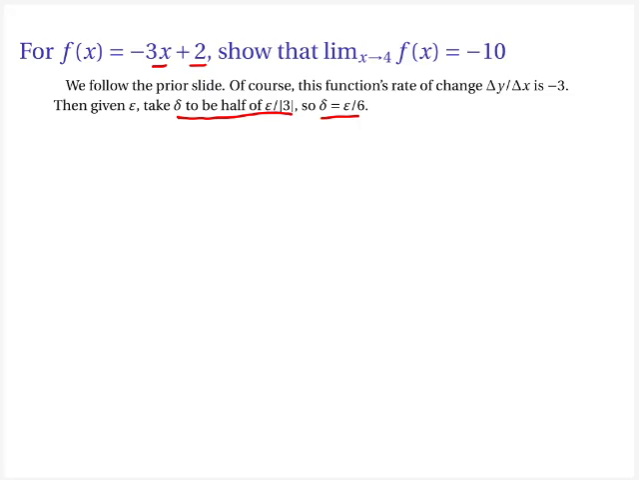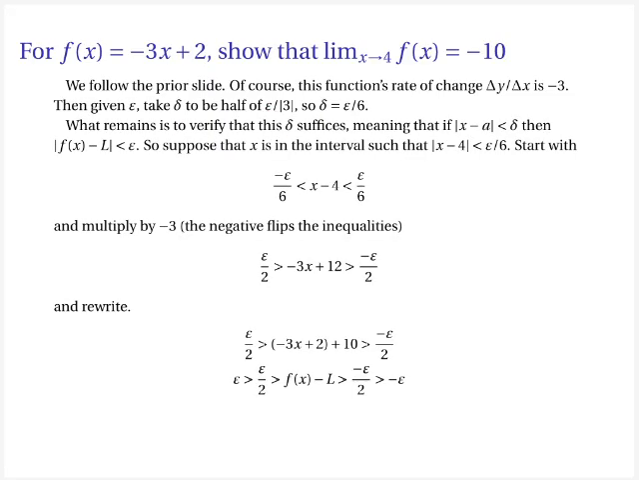Okay. And then I've got to show that if the absolute value of x minus a, in this case x minus 4, is less than epsilon over 6, then the absolute value of f of x minus L, in this case f of x minus negative 10, is less than epsilon. So I'm going to suppose that x satisfies this condition. It's between negative epsilon over 6 and positive epsilon over 6.